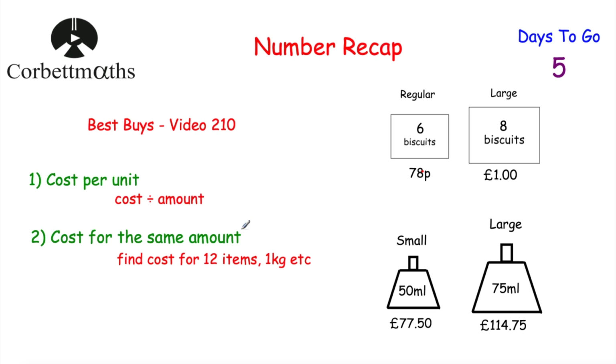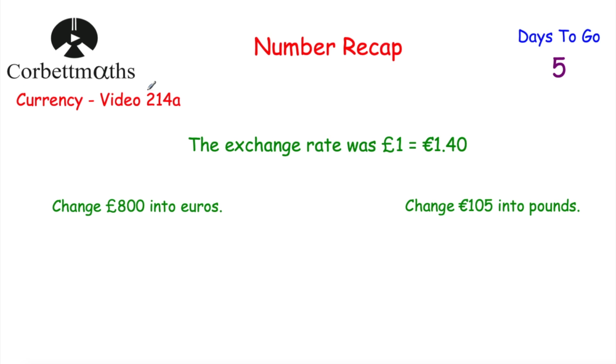So that's one approach. Or another approach is to find the cost for the same amount. So in other words, for these biscuits, find the cost for 24 biscuits, finding a common multiple here. And likewise for the perfume, you can find the cost for 150 milliliters and find which one's better value for money. Okay, next let's look at currency.